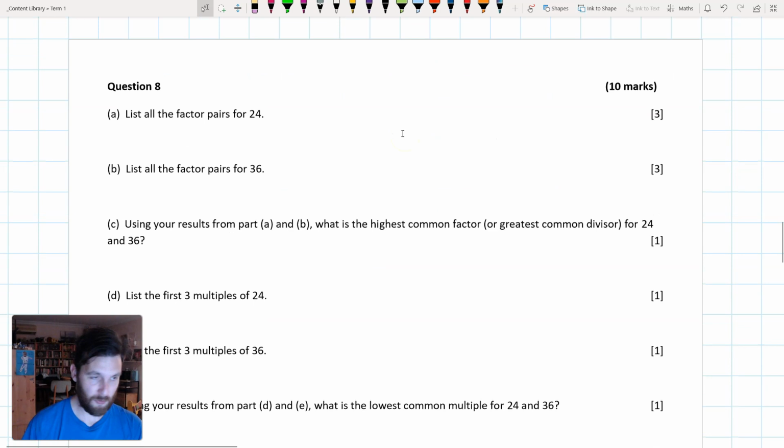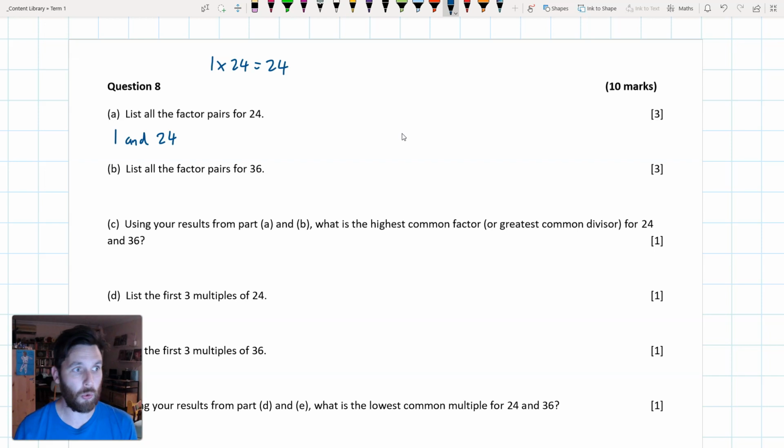Okay, factor pairs of 24. So 1 and 24 are both factor pairs. And the reason they're a factor pair is because 1 times 24 equals 24. But now we've got to do that for all other factors of 24. So now start with 1, I'll move up to the next number. 2 fits into 24 12 times. So 2 and 12 would be the next two. 3 fits into 24 8 times.